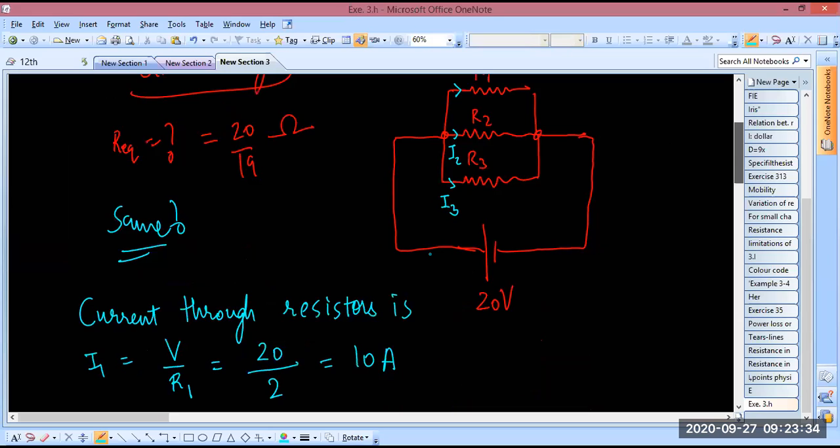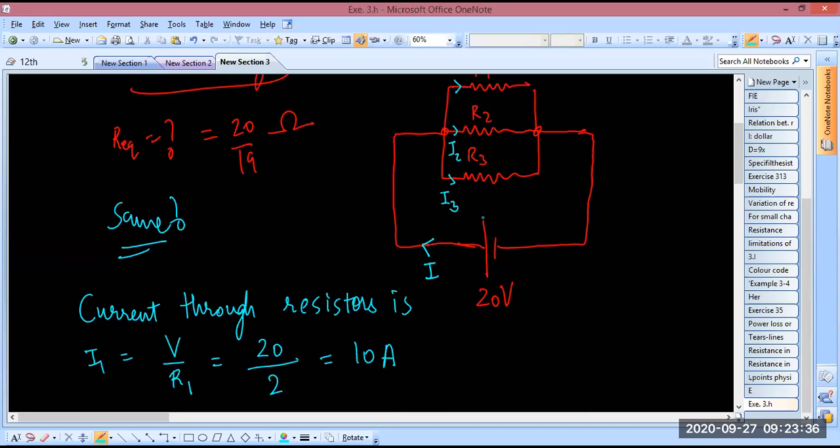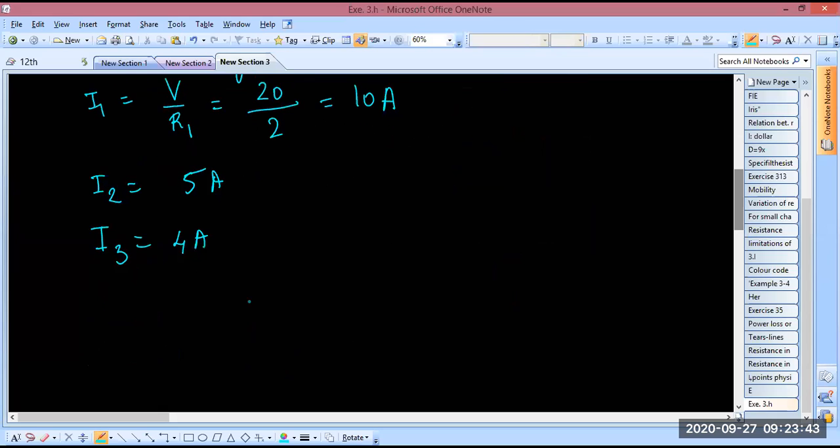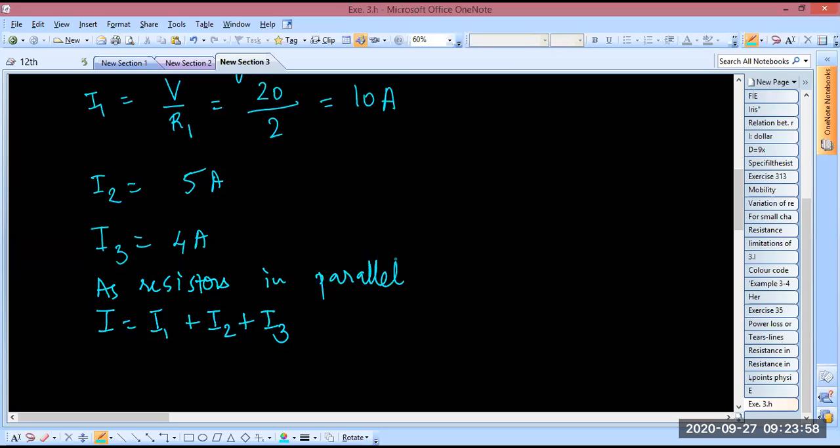That is I here, right? So what's the current flowing here in the battery or through the battery, right? Current drawn through the battery. So of course, I hope you remember that in parallel the current is added, as resistors are in parallel. As resistors are in parallel, the current is added. So we get this is equal to 19 ampere.